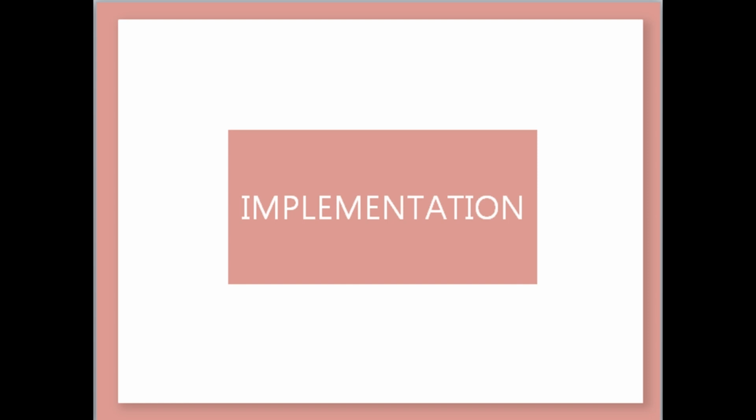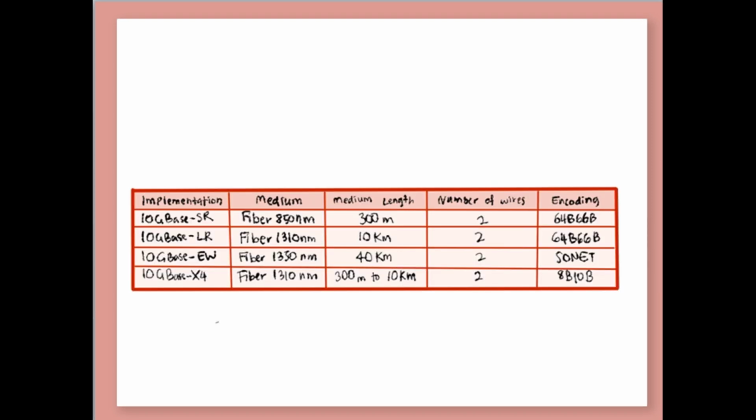Four of the most common implementations are 10GBase-SR, 10GBase-LR, 10GBase-EW, and 10GBase-X4. Here is the summary of the 10 Gigabit Ethernet implementations.